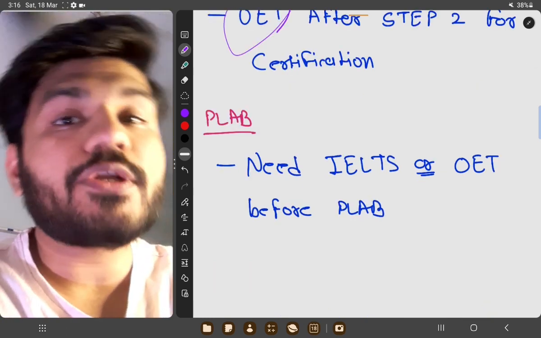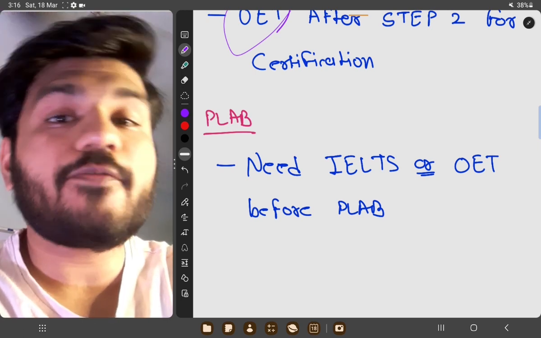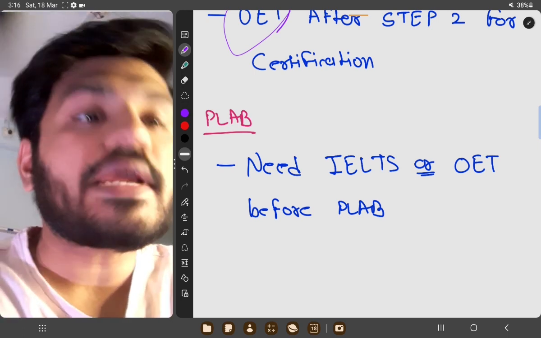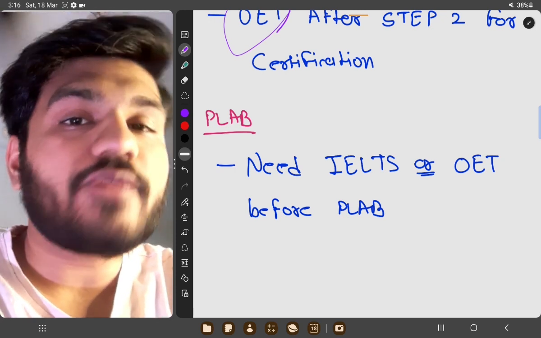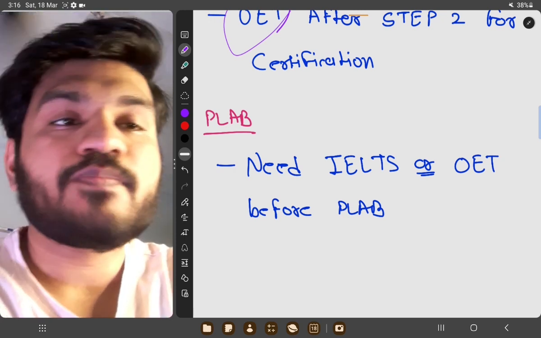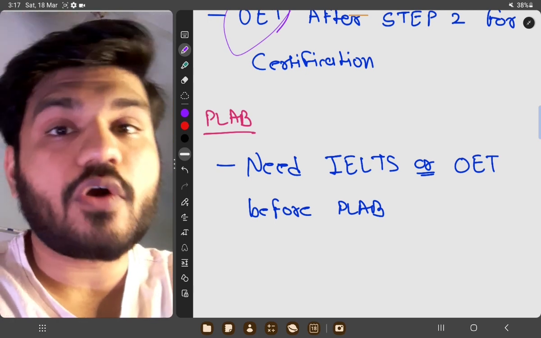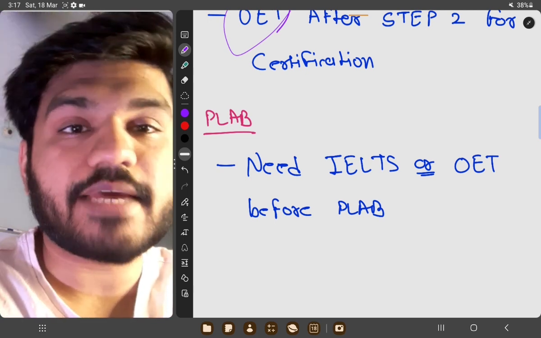But in PLAB, you need to give IELTS or OET before you give the PLAB 1 exam. So that's a kind of plus point for USMLE, that you don't have to give an English test in order to give the exams. So in PLAB, you have to give IELTS or OET in order to give the exam.